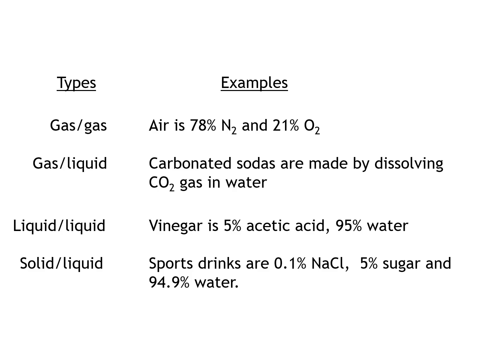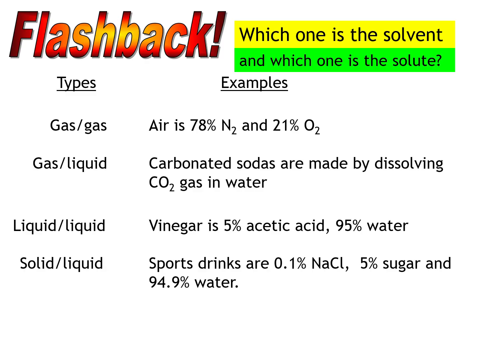Previously, in the first unit, we looked at the different types of solutions that you can form. It can be gas-gas, all the way up to solid-liquid. This time, we're going to be looking at which one is the solvent and which one is the solute. Remembering that the solvent is the one that's present in a larger amount, looking at the gas-gas solution, air is 78% nitrogen, so that means that the solvent is going to be nitrogen, and the oxygen is going to be the solute.